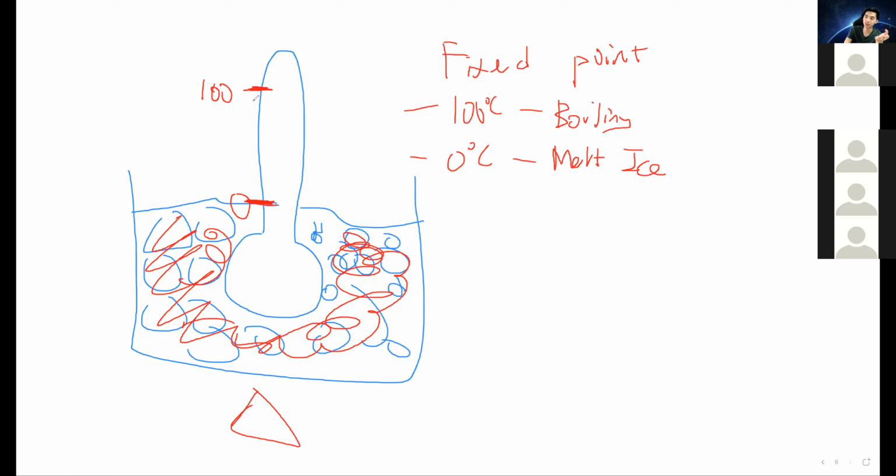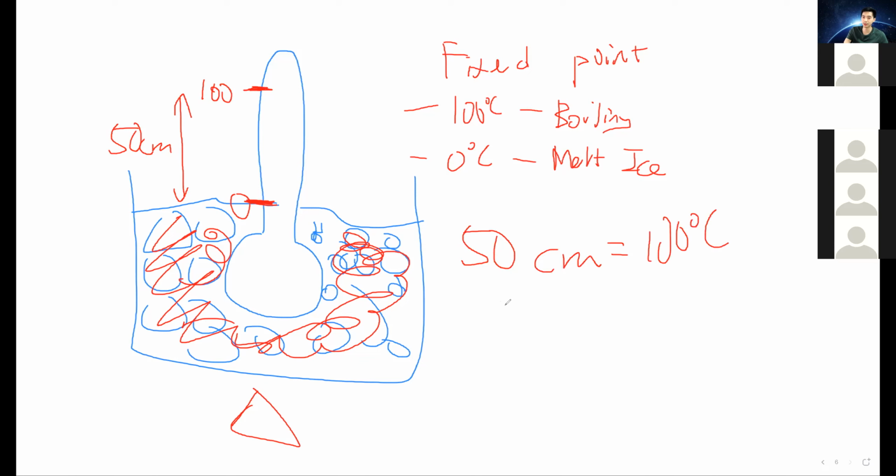The next thing I need to do is divide the space equally. For example, if from here to here is maybe 50 cm long, and if 50 cm represents a difference of 100 degrees Celsius, then obviously every 1 cm represents 2 degrees Celsius. From here, every 1 cm, I'm going to write a marking. This is 2 degrees, 4 degrees, 6 degrees, 8 degrees, 10, and so on, all the way until it finishes. From here, I would have successfully calibrated and marked the scales on a thermometer.